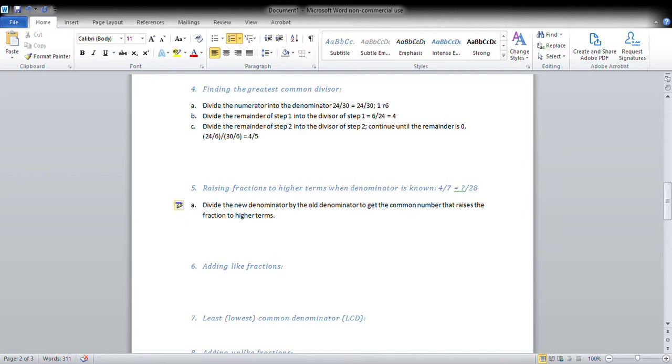So what do we mean by this? Well, we know that, well, we don't know anything. Let's just do what it says. We're going to divide the denominator, which is 7, by the old denominator, which is 28.